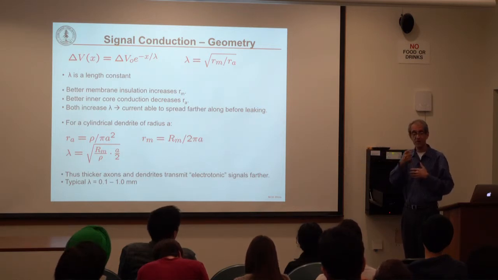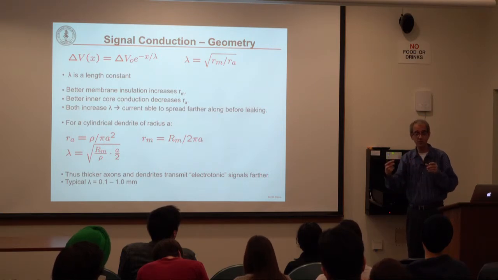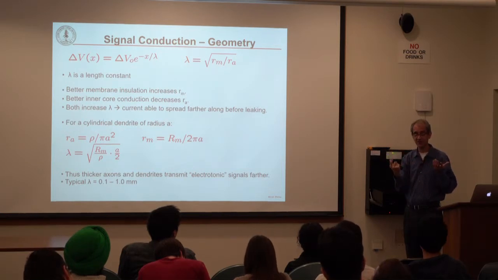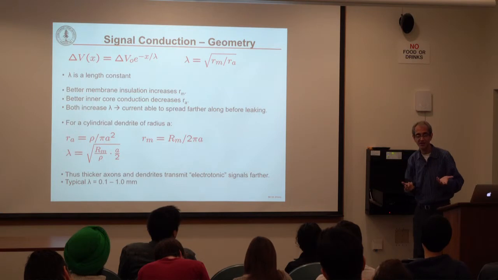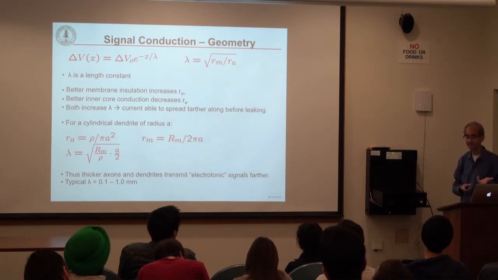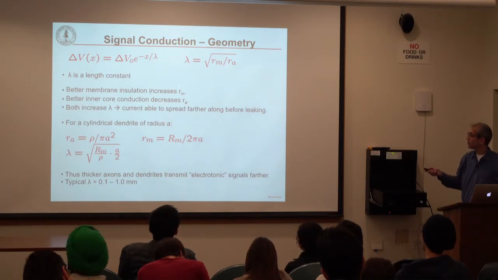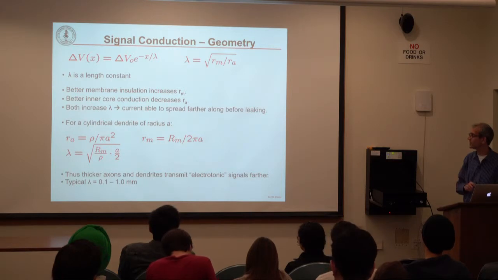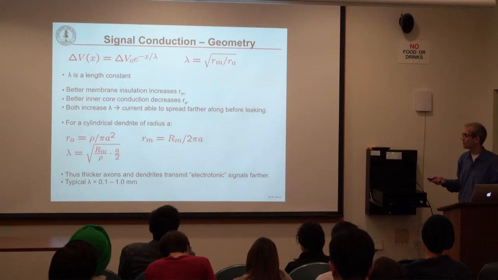But you also may want to equalize, if there were myelin, that so you don't have different conduction speeds. Otherwise, you'd be getting 10 signals at 10 different times, and that could really complicate your life. Okay? All right. So both of these would increase lambda, which would increase the ability to spread signal farther before leaking. Let's come back to our cylindrical dendrite of radius a, as we were looking at.